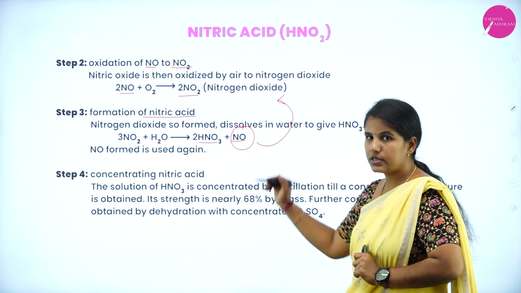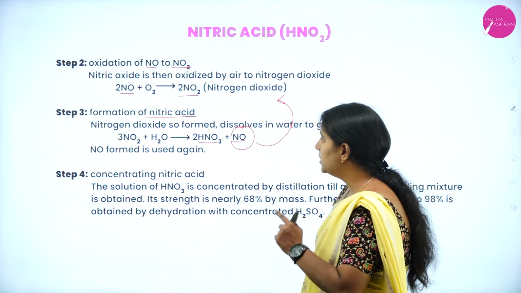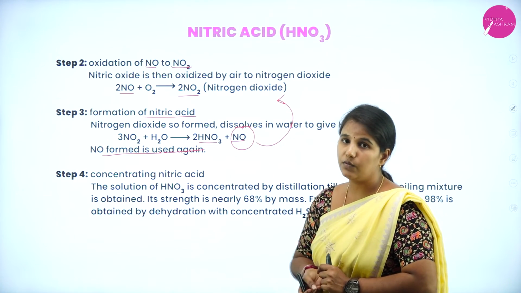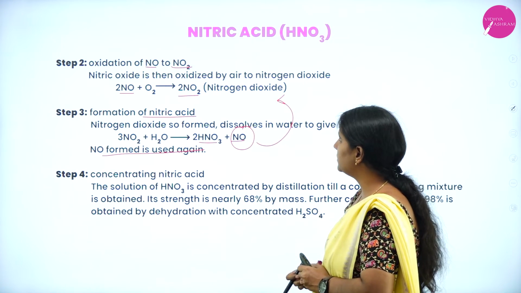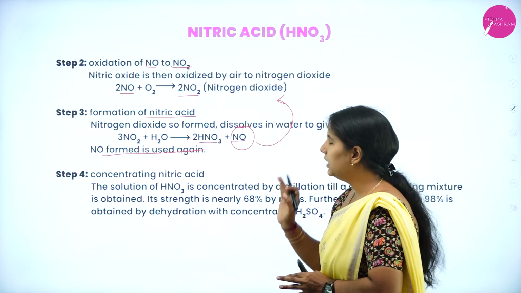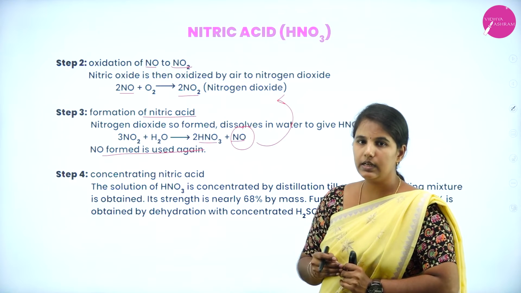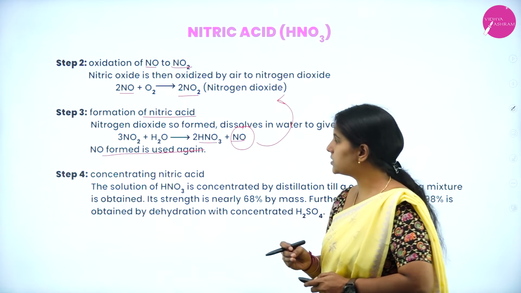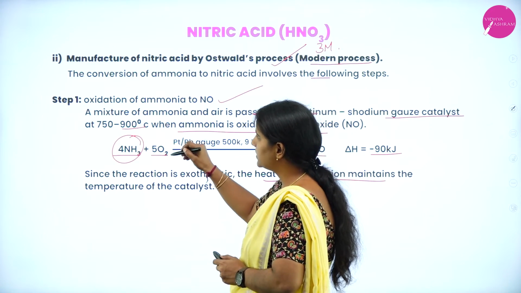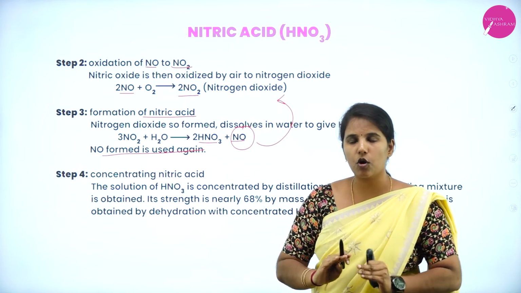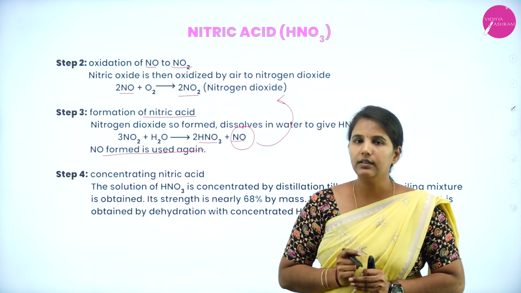So where does it go? It goes to the second step, where you are going to reuse the nitric oxide once again after the nitric acid has been formed. Okay. So this is how nitric acid is prepared by Ostwald process. In the examination, up to step 3, if you write with proper balanced equations, you'll get 3 marks.